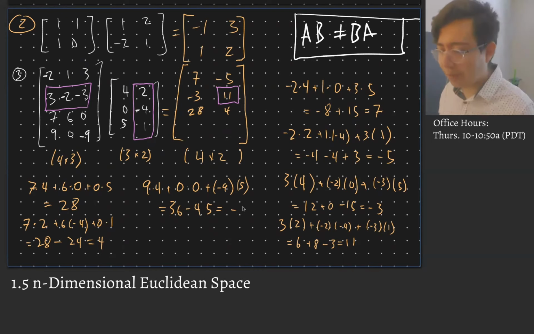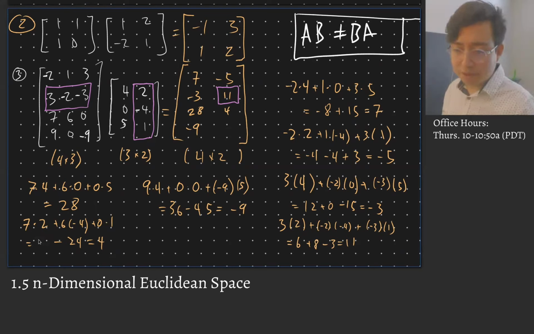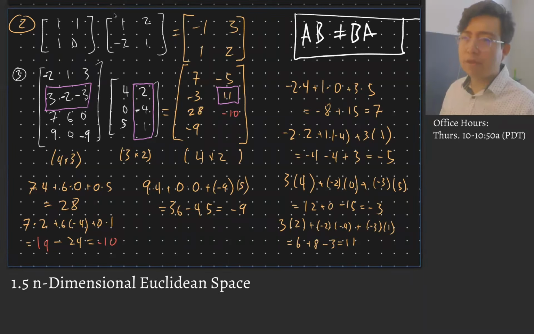I see everyone's comment. Yeah, negative. Let me do this first. There's a -9 here, but someone pointed out a silly arithmetic mistake I just made. 7 times 2 is not 28. Let me fix that. That should be 14, so this should be -10. So that was here. I should get -10. Good catch.